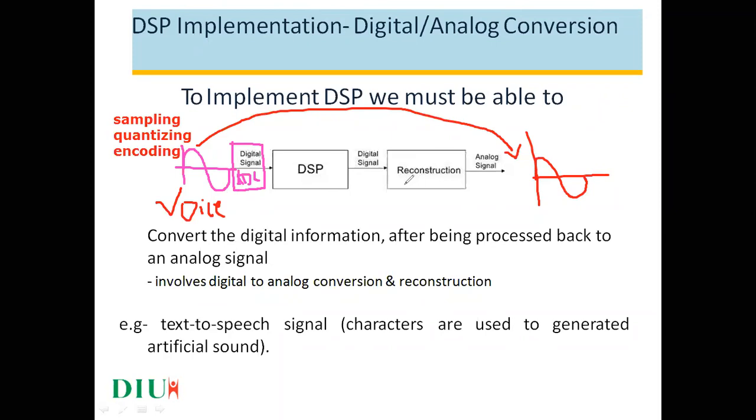How can this be done? By making use of a reconstruction mechanism. Reconstruction involves dequantizing, decoding, and then we go for reconstruction. This is how the signal can be implemented by making use of your DSP processor, or just simply by converting the digital information, after being processed, back to analog.